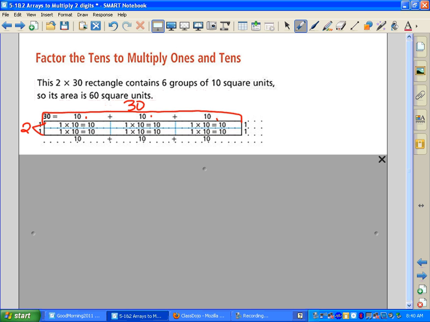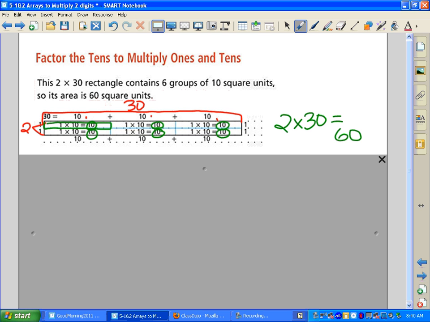Okay? So this block right here is a 1 by 10. So what's the area of that? 10. 1 by 10, so I've got 10, 20, 30, 40, 50, 60. So 2 times 30 would equal 60. So this is just one way of looking at the array to find the multiplication problem.